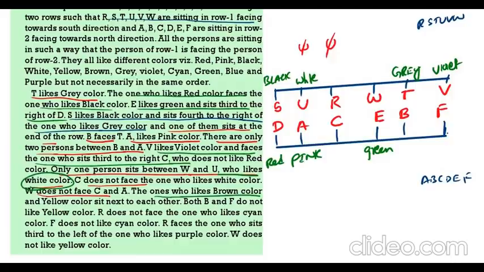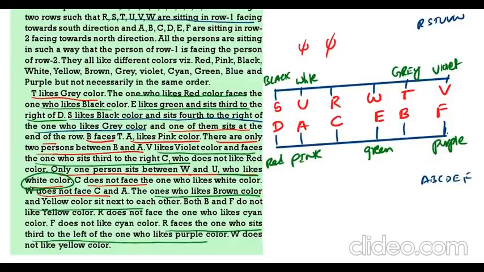Brown and yellow they sit next to each other. R faces the one who sits third to the left of purple. That means F will be purple color.